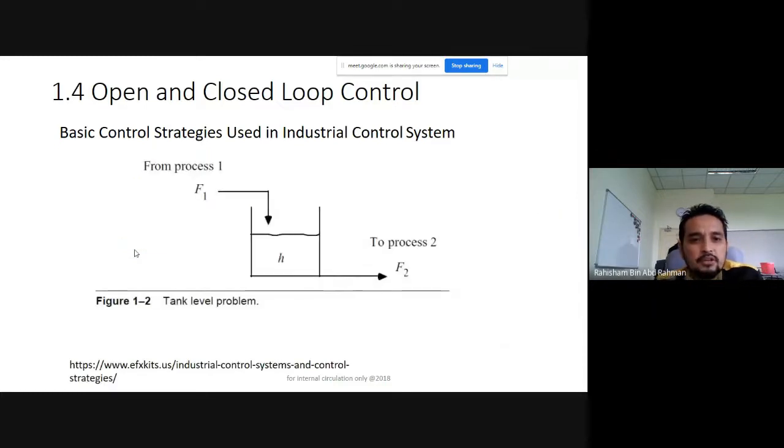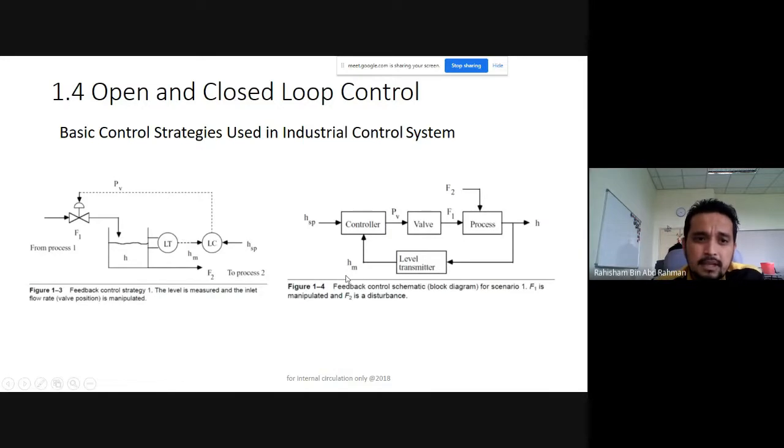Okay, basic control strategies used in industry control systems. This is the same thing. Tank level problem. We have a process 1 and a process 2. We have a vessel here, of a certain height. F1 is flow 1 and F2 is flow 2. Of course, if flow 1 and flow 2 are the same, the water level will stay at the same level, right? No issues. But what happens if this one changes, this one also needs to be changed.